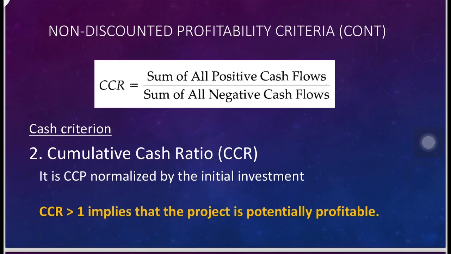We also have the cumulative cash ratio. Okay. So it is CCP normalized by the initial investment. So the CCR is typically the sum of all positive cash flows divided by the sum of all negative cash flows. So if the CCR is more than 1, it implies that the project is potentially profitable. Okay, so that means that there is more positive cash flow compared to the negative cash flow.